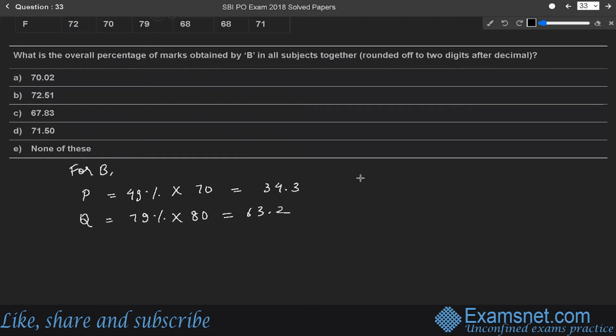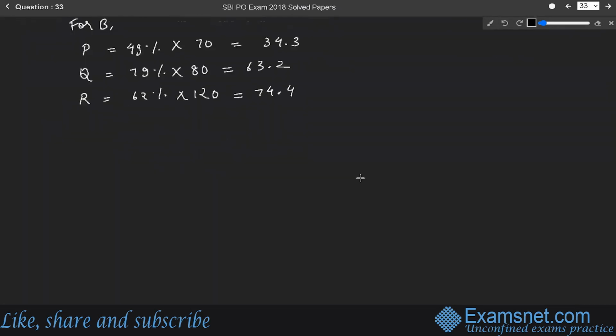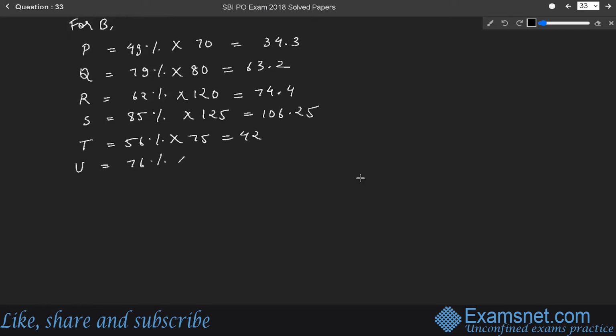Marks obtained by B in subject R will be 62% into 120. So it will be equal to 74.4. Similarly, marks obtained by B in subject S are 85% into 125. So it will be equal to 106.25. Marks obtained by B in subject T are 56% into 75, which gives 42. Marks obtained by B in subject U are 76% into 150, which is equal to 114.